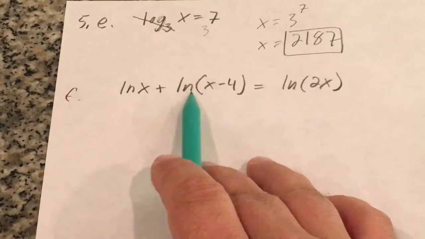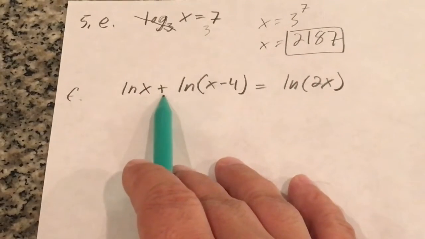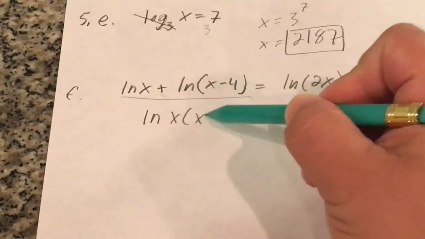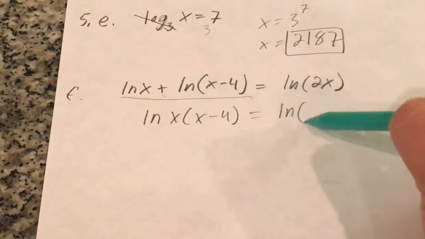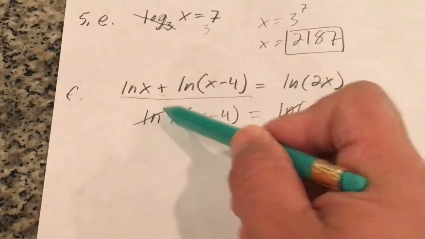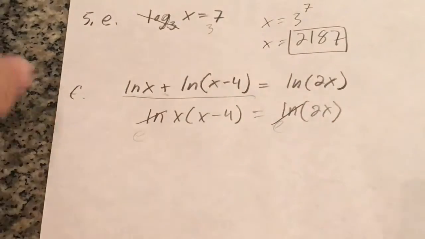Now, because each term has an ln, I can ignore it after I combine these two over the plus sign. And the plus sign changes to multiplication when I condense this side here. So it's going to be ln of x times x minus 4 equals ln of 2x. And now I'm kind of done. The ln's, when they're in that format, you can ignore them. Or they'll say you can base e both sides, and the ln's will cancel out.